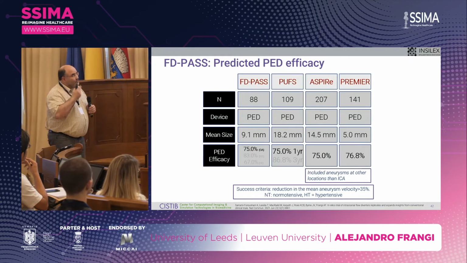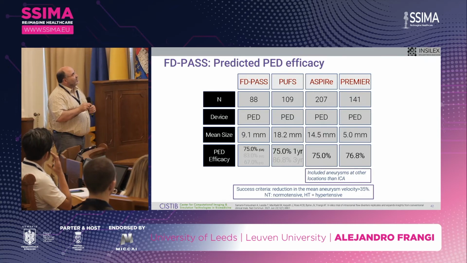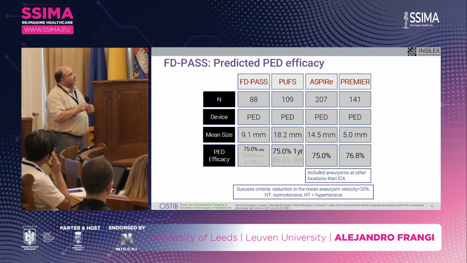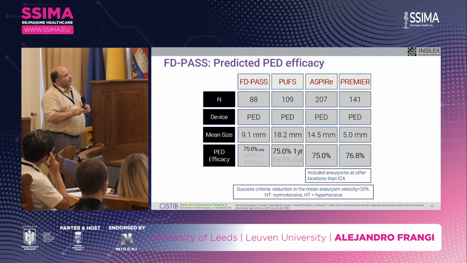So what was the outcome of this? Well, what we saw is that the in silico trial predicted a 75% overall effectiveness, which when you compare to the other three trials is quite close. This is the 1-year effectiveness.